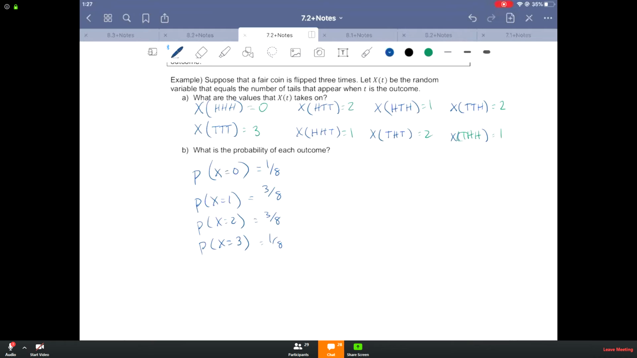So like, where this 1 comes from, this is exactly 1. You have 3 spots to choose from, and you pick one of those to be the tail. So that's 3 choose 1, which is 3. Same thing with this: 3 choose 2, which is 3 of them. 3 choose 0 is 1. 3 choose 3 is also 1. So you can do it that way too.